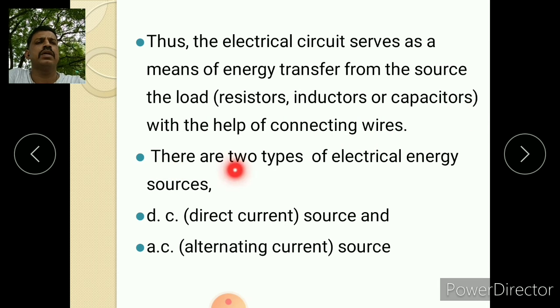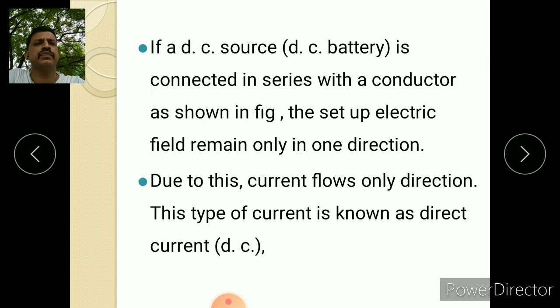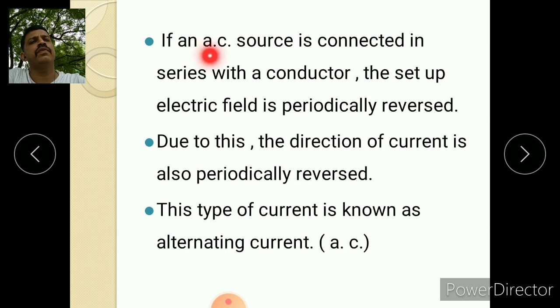There are two types of electrical energy sources: DC, direct current source, and AC, alternating current source. If a DC source, a DC battery, is connected in series with a conductor as shown in the figure, then the electric field set up remains only in one direction. Due to this, current flows only in one direction, and this type of current is known as direct current, DC. If an AC source is connected in series with a conductor, the electric field set up is periodically reversed. Due to this, the direction of current is also periodically reversed. This type of current is known as alternating current, AC.